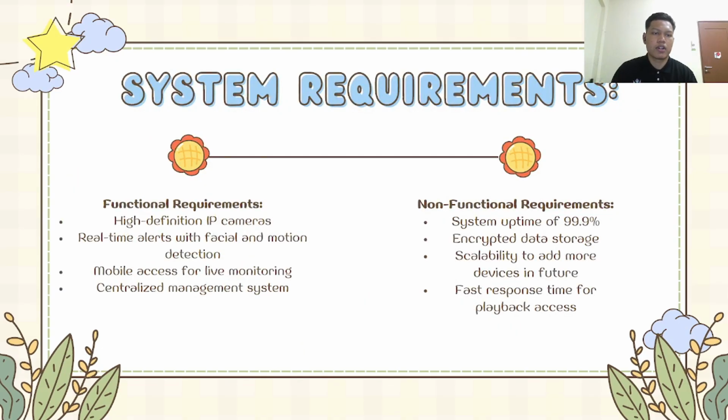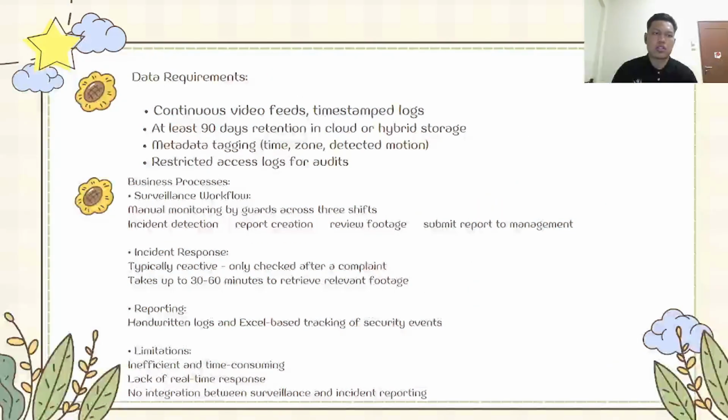System requirements. Functional requirements: night vision IP cameras, real-time alerts with facial and motion detection, a mobile app for live monitoring, and a centralized management system. Non-functional requirements: system uptime of 99.9%, encrypted data storage, scalability to add more devices in future, and fast response time for playback access. Data requirements: continuous video feeds, timestamp logs, at least 90 days retention in cloud or hybrid storage, metadata tagging, time zone detected motion, and restricted access logs for audit.